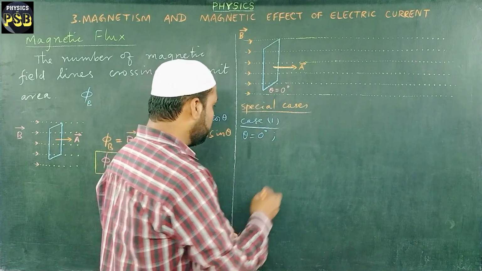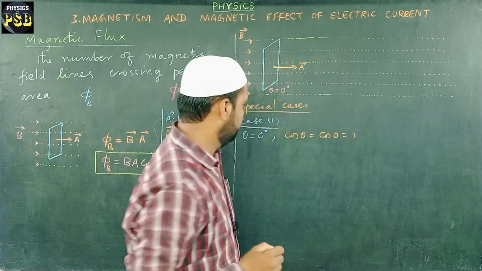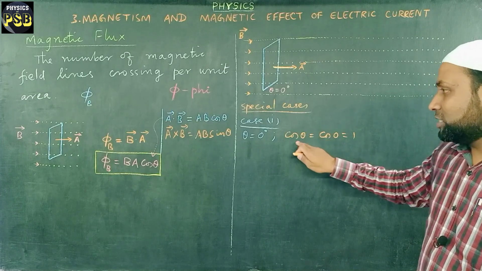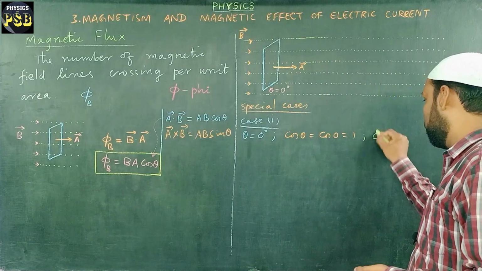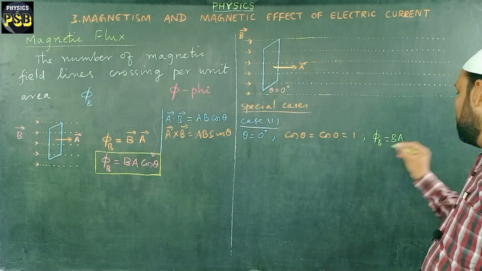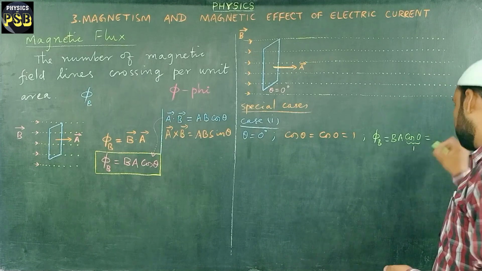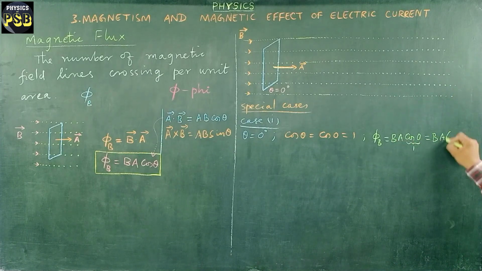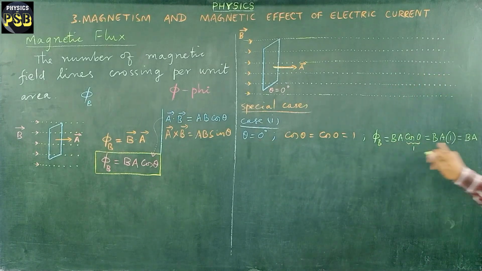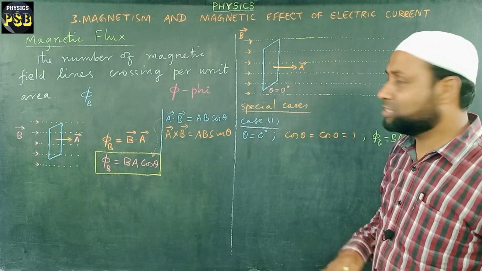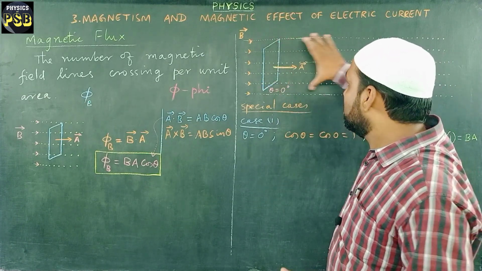If it is so, then cos of theta is equal to cos of 0, which is nothing but 1. Cos of 0 is 1. Clear? Then I am going to substitute the value of cos theta in this expression to get the value of phi B. So what do I get? I get this. So phi B equals BA cos of theta. The theta value is 0. So cos of 0 is 1. Right? BA multiplied by 1 is nothing but BA. So when theta is taken as 0, phi B becomes BA. We get the maximum value for magnetic flux when the plane surface is placed perpendicular to the magnetic field.